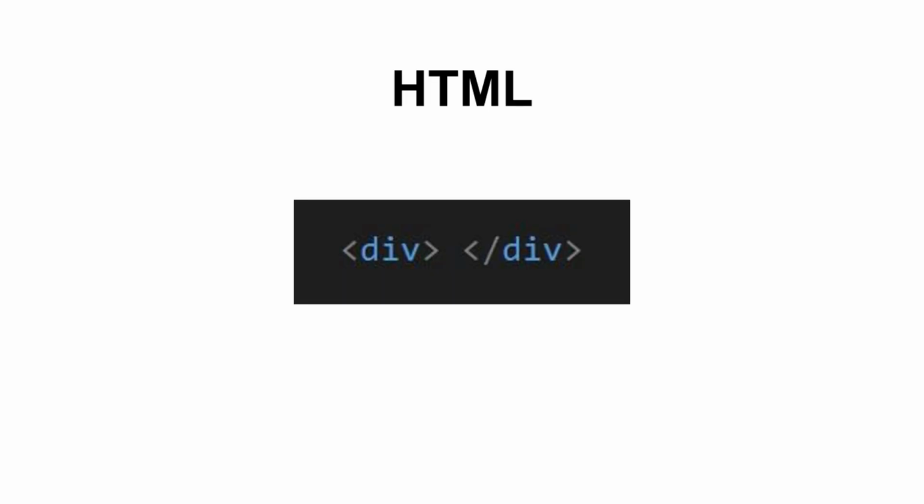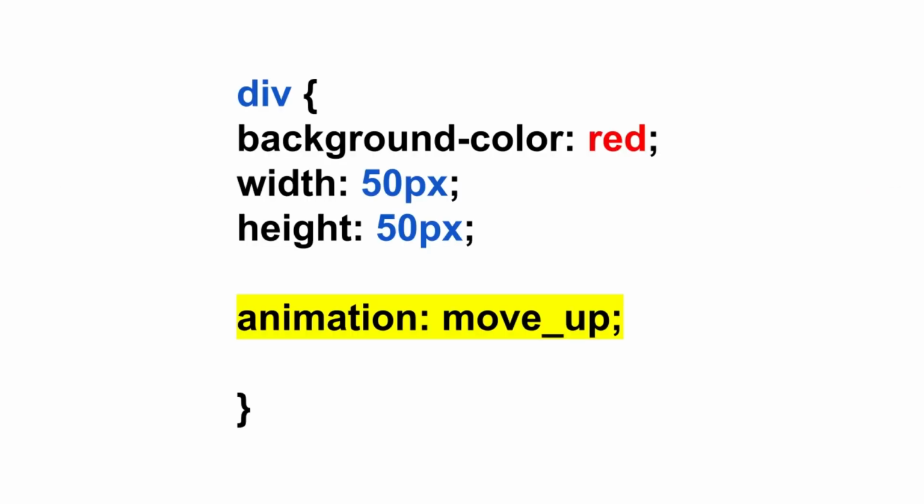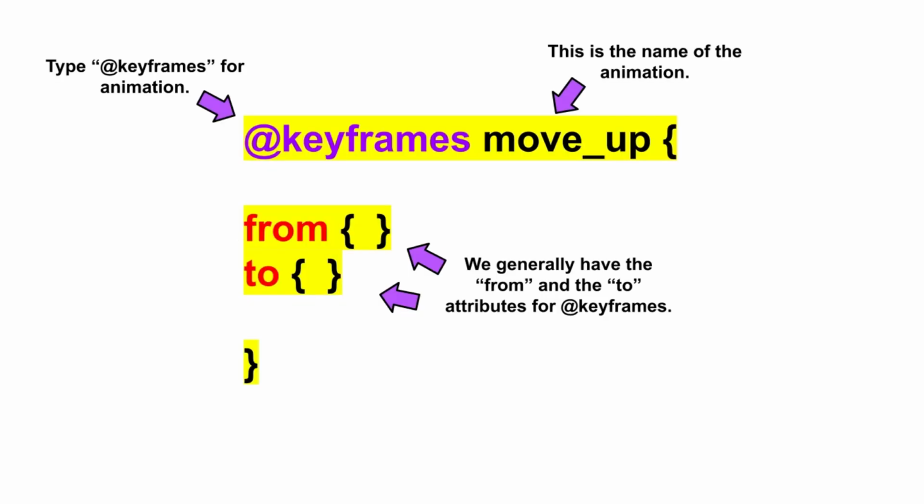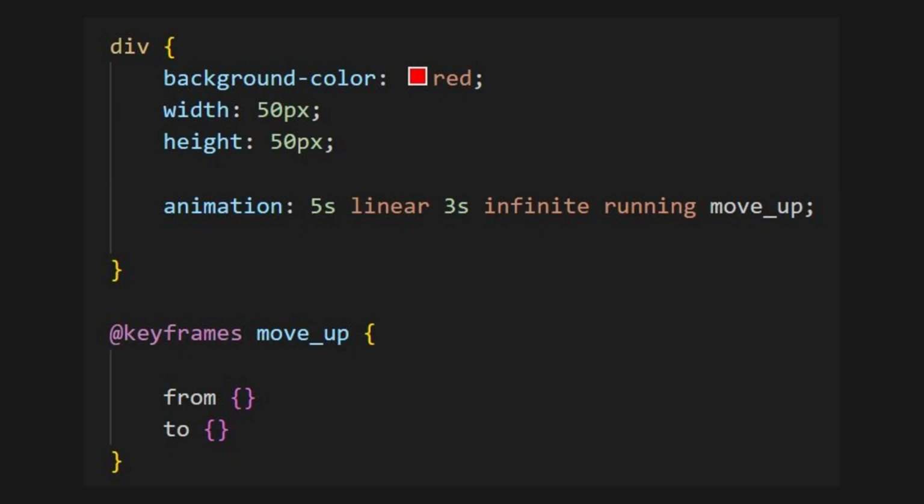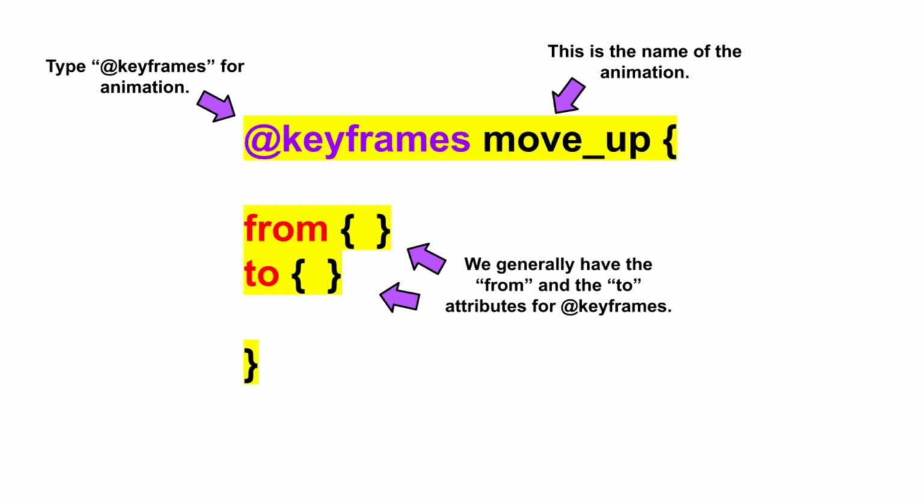Now that we have an element we can use, we can finally learn to animate it. To make an animation out of an element, we will use the animation property. But before we can use it, we must create a keyframes at rule. The keyframes at rule must be written separately from our main code in the CSS file, like this. The keyframes at rule are used for animation. It is written after the at sign.